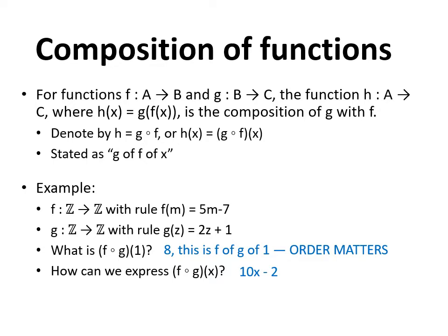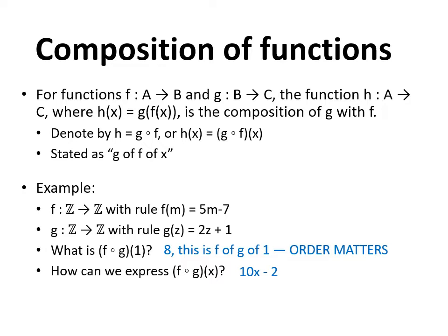Okay, let's now talk about composition of functions. For functions f that maps A to B and g that maps B to C, the function h that maps A to C, where h of x is equal to g of f of x, is the composition of g with f. We often denote it using this little circle. So h is equal to g circle f, or h of x is equal to g circle f of x. And we state it as g of f of x. So here are some examples.